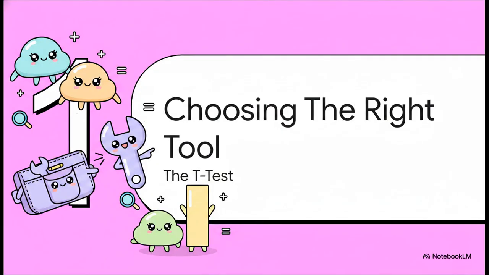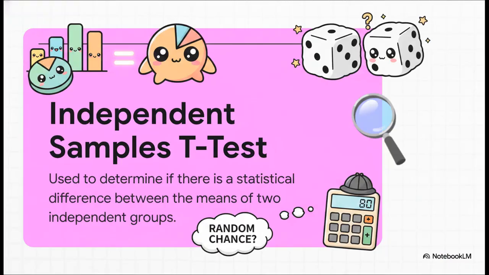Now, to get a trustworthy answer, we can't just eyeball the numbers and make a guess. We need the right tool for the job. And when you're comparing the average results of two totally separate independent groups, like our men and women, that perfect tool is the independent samples t-test. So what is this thing exactly? Well, it's a statistical test built for one key job: to compare the average score, what we call the mean, from two completely separate groups. It's the test that tells us if the difference we're seeing is actually meaningful, or if it's something that could have just happened by pure luck.